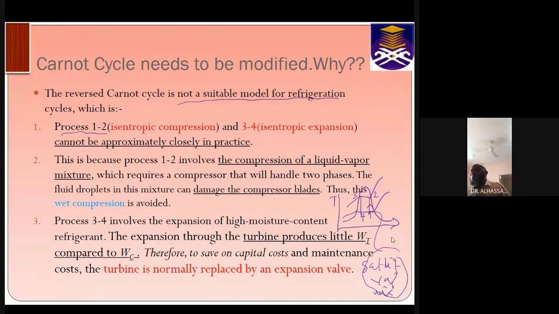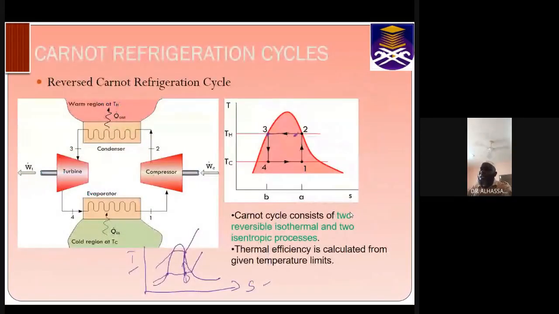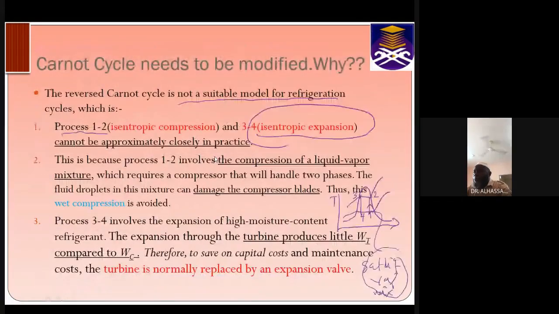And then also for the isentropic expansion process, we have saturated liquid. You see, saturated liquid 3 to 4 entering the turbine. Eventually, how much energy can you get out of the turbine? Very, very small. At this particular state, this is saturated liquid. It's like you are pouring water into a turbine, so you get zero work output. That is it. So we are going to make a modification on this reverse Carnot cycle by removing this and replacing it with a good device. And then we are going to make a modification to the compressor as well. Now, number two: this is because process 1 to 2 involves the compression of what? A liquid-vapor mixture, which requires a compressor that will handle two phases.